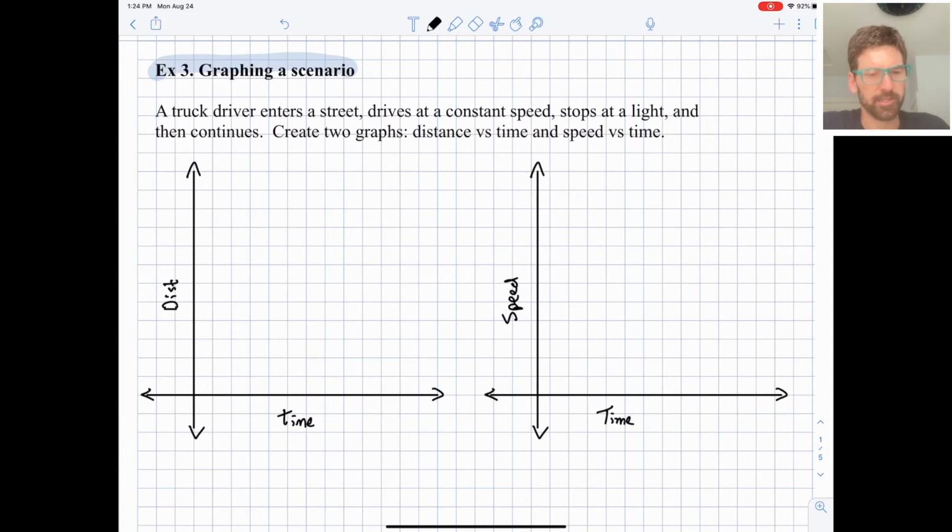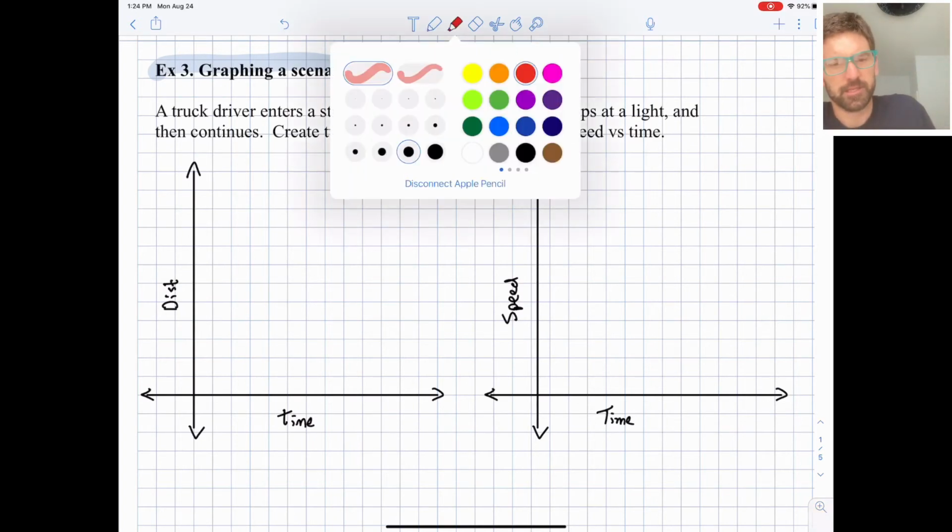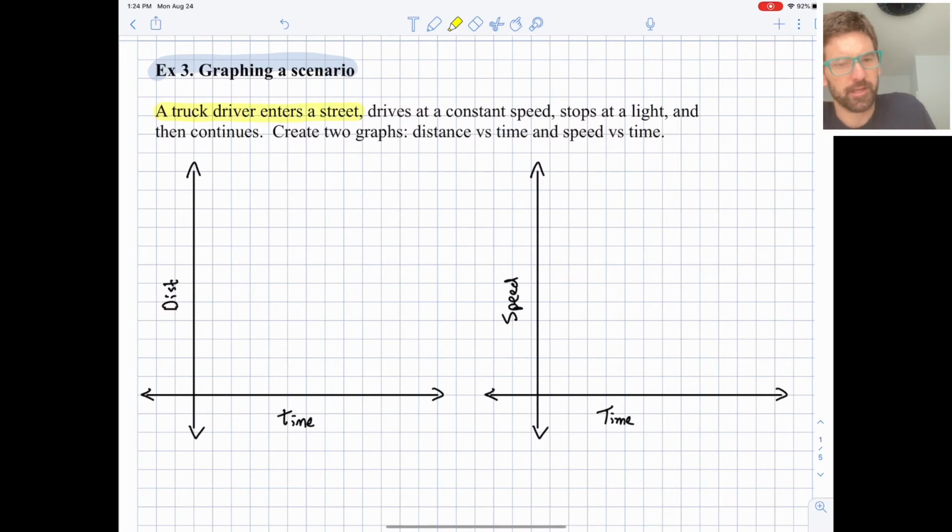Okay, so let's see. A truck driver enters a street, drives at a constant speed. So let's say that this piece right here is the beginning. That's where things start, right? So that's the start, right where he enters that street. So he drives at a constant speed, stops at a light, and then continues. Okay, so it's a pretty simple scenario, right? Truck's driving down a street, stops at a stoplight, and then keeps going. Okay, but we'll be looking at how these two graphs differ here.